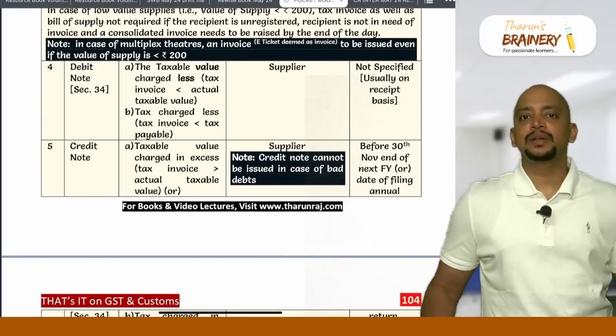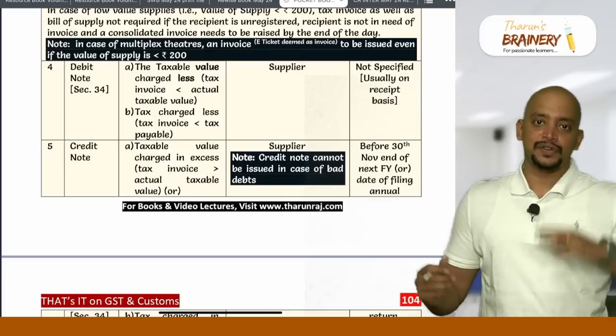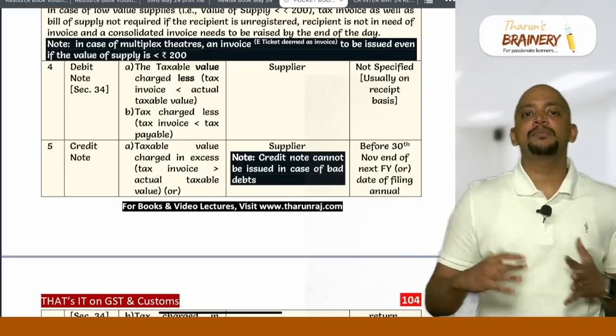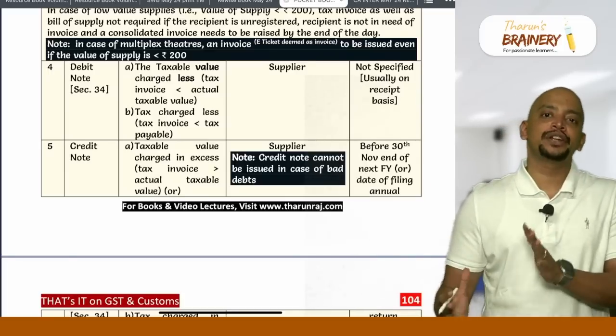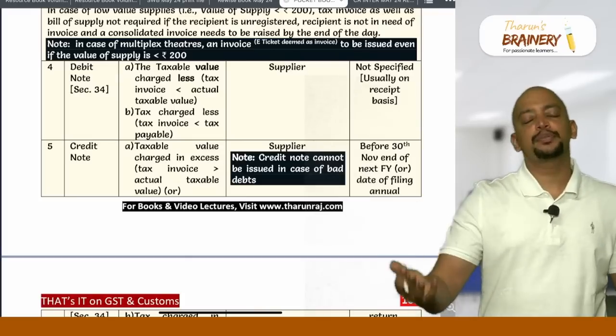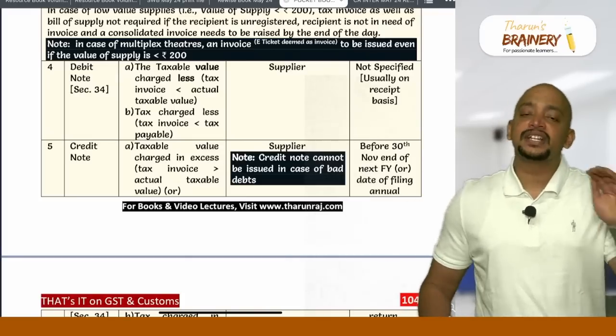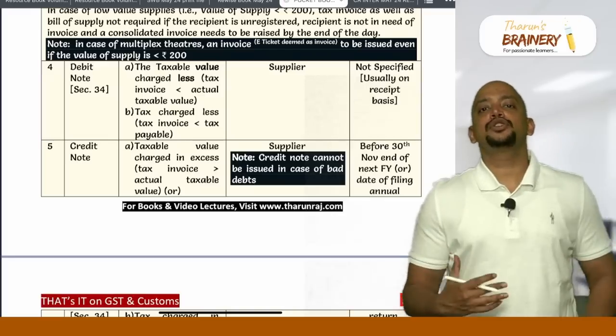The debit note will be given whenever there is an increase in the invoice value, so the recipient will be showing a debit balance in the supplier's books. Always, a debit note or credit note will be given by the supplier to the recipient. When the recipient's balance increases, the name of the document will be debit note.